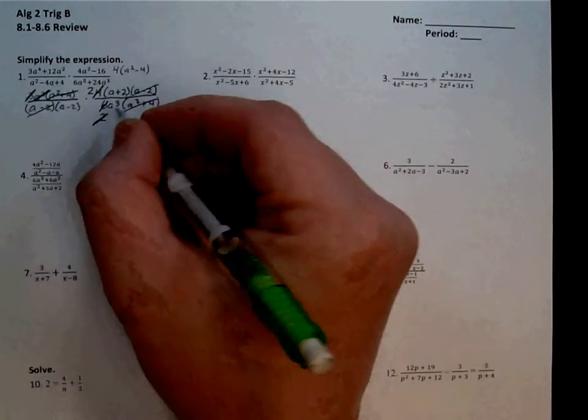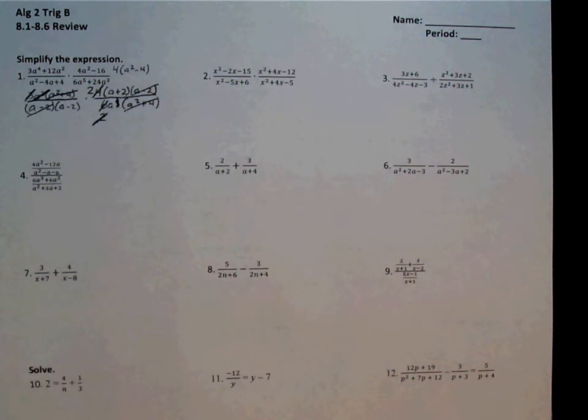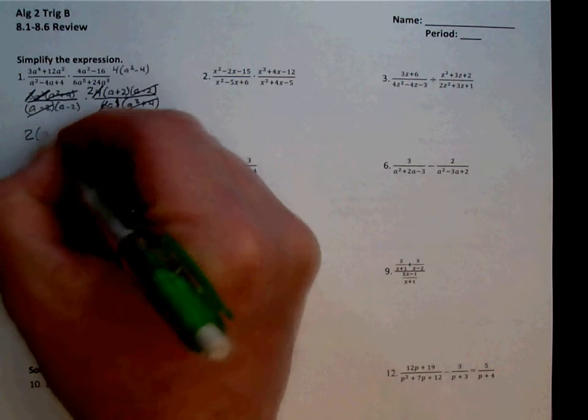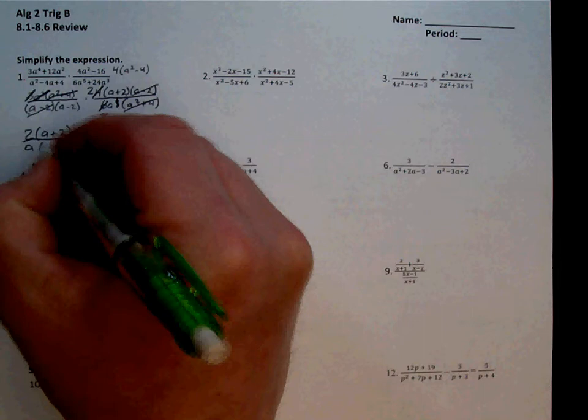I have an a squared over an a cubed, so I can cancel out a squared, leaving me with an a. Looks like that's all that's going to cancel, so in my numerator I have 2 times a plus 2. My denominator is an a times a minus 2.